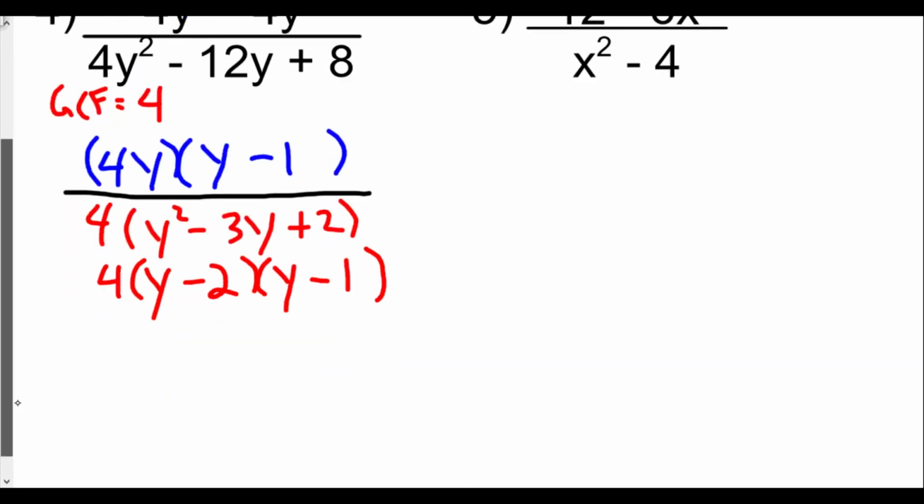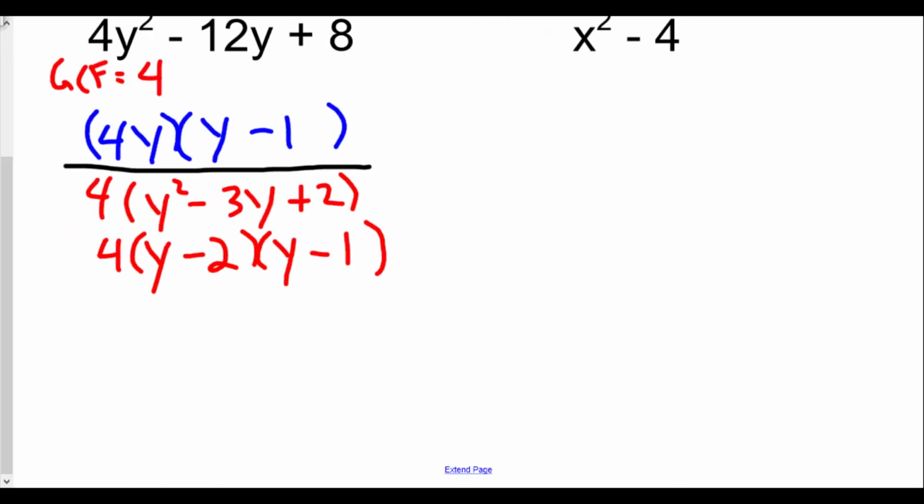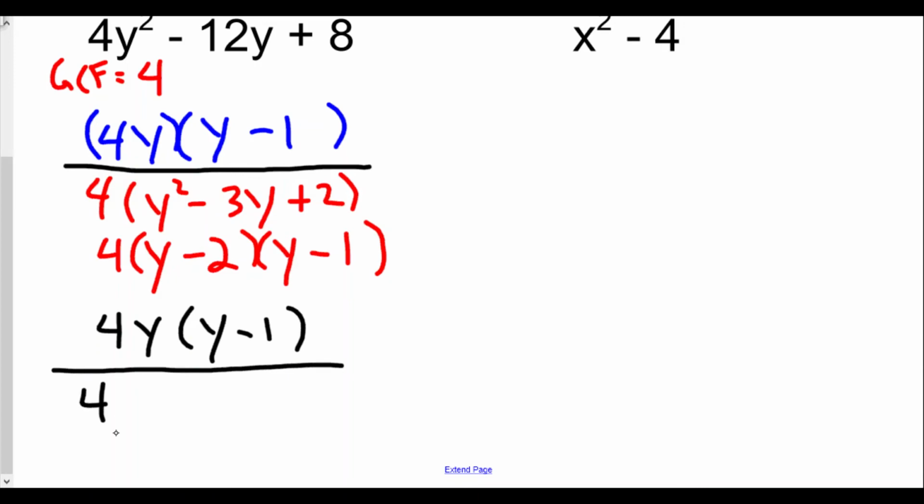So our fraction now looks like this: 4y times y minus 1 over 4 times y minus 2 times y minus 1. And now we want to play the matching game in this case. Now we have everything factored. We're going to match factors of the numerator and see if they divide out with any factors of the denominator. So for example, look at the numerator. Our first number is 4. Do any numbers in the denominator divide out with the 4 in the numerator? And we see, yes, the 4 and the 4 divide out to 1 and 1.